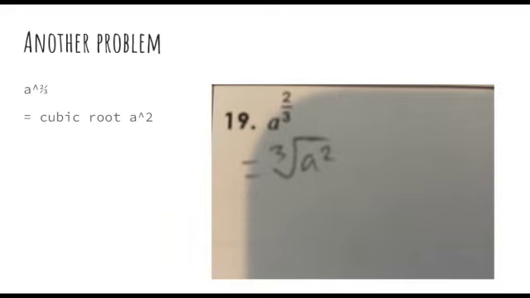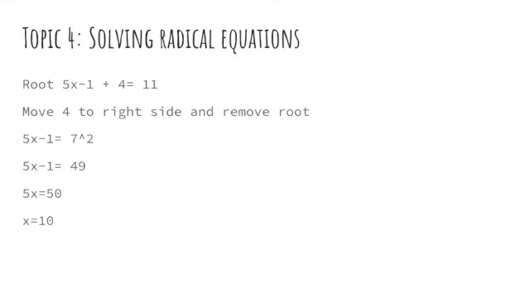And then 4. Solving radical equations. Root 5x minus 1 plus 4 equals 11. First things first, you move 4 to the right side and remove the root. So it looks like 5x minus 1 equals 7 to the power of 2. Then you solve 7 to the power of 2, so it's 49. So 5x minus 1 equals 49. Then you move the 1 to the right side, so it becomes 5x equals 50. Then you solve it, 50 divided by 5, so x equals 10.